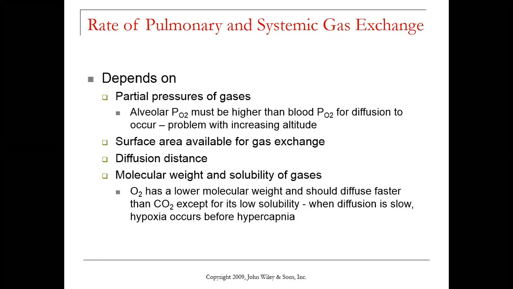Now the second thing, surface area. More surface area, easier will be the diffusion, easier will be the gas exchange. So for persons having emphysema, a destructive alveolar wall, the surface area will be decreased, and the diffusion of the gases will be less.